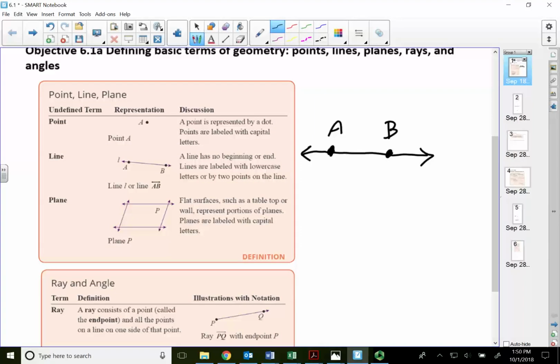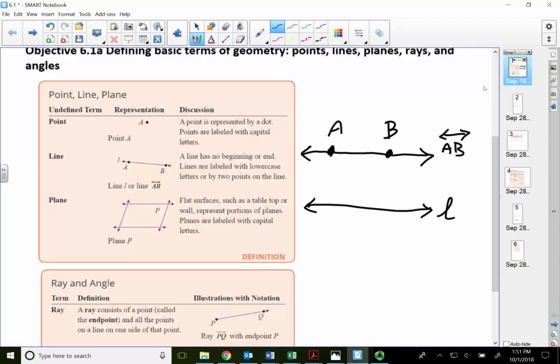So I can call this line AB. Our notation will be line AB this way. Or I can simply call this same line L. I can call any line I draw, without points on them, if I just want to sketch it, line L using a lowercase letter.